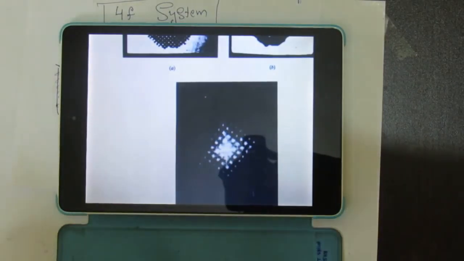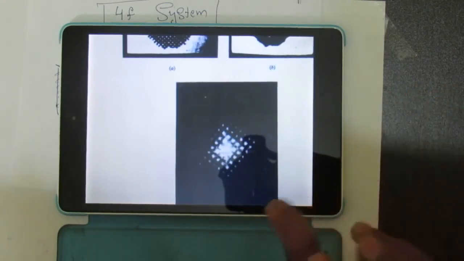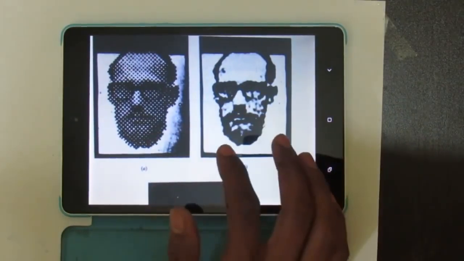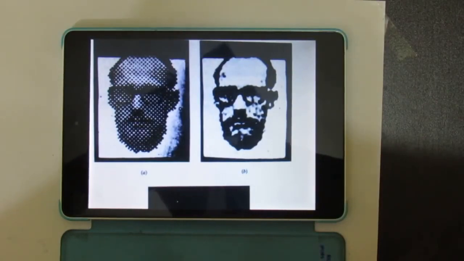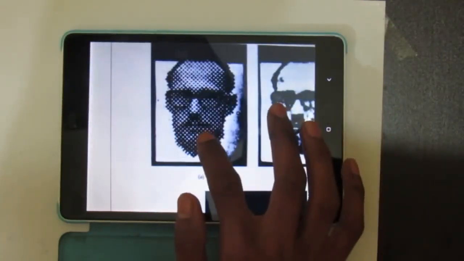Now what they have done is place a low pass filter. That means they have allowed only low frequencies to pass through and blocked all the high frequencies. After the frequency filtering, they have done another Fourier transform operation using this lens, and the image that they get back is this one. Now, as you can see, all the details that were contained in the image have gone. You can see clearly that this image is very smooth, and this image is very sharp.